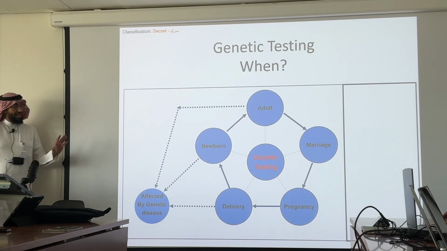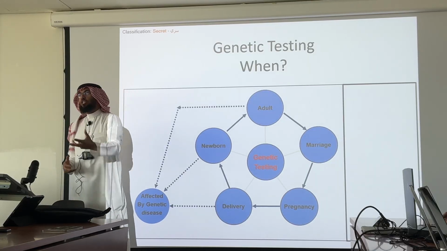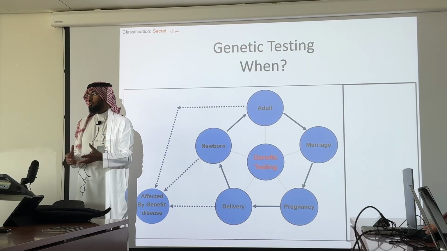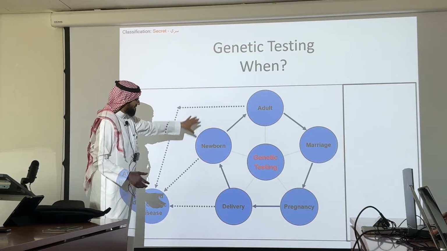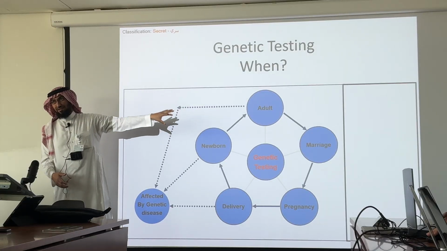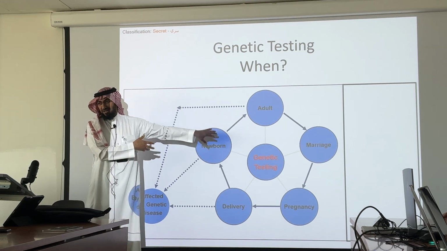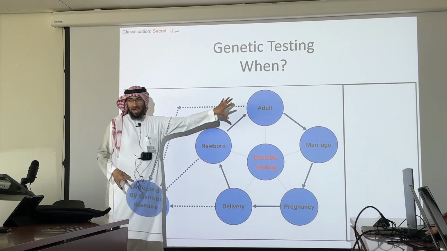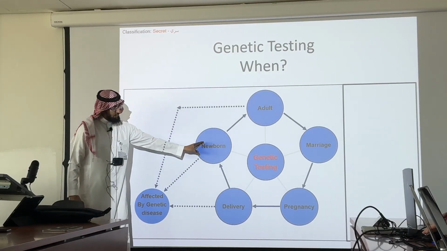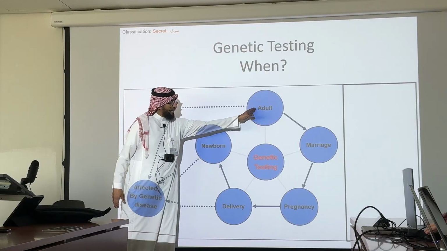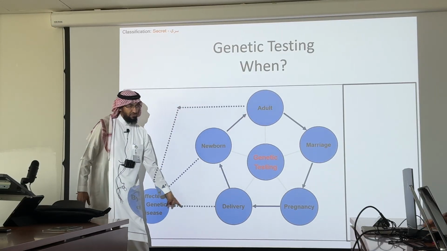Now, if we ask, what is the time that we do genetic testing? In fact, we do it anytime. This is the life cycle. It's not a real life cycle, but this is just describing the stages of life. A person will be born, be a child, an adult, then they will marry, get pregnant, and have children.